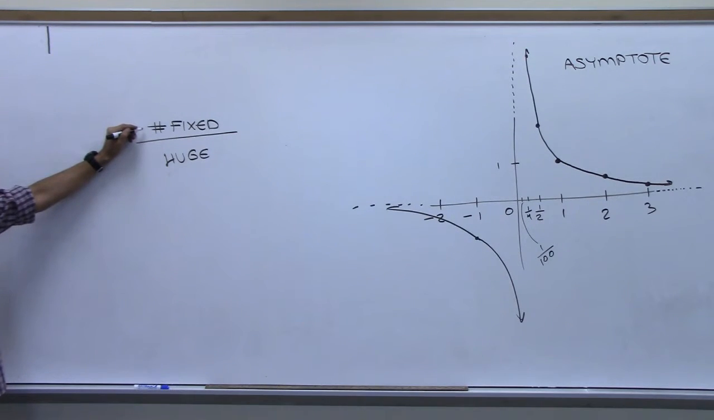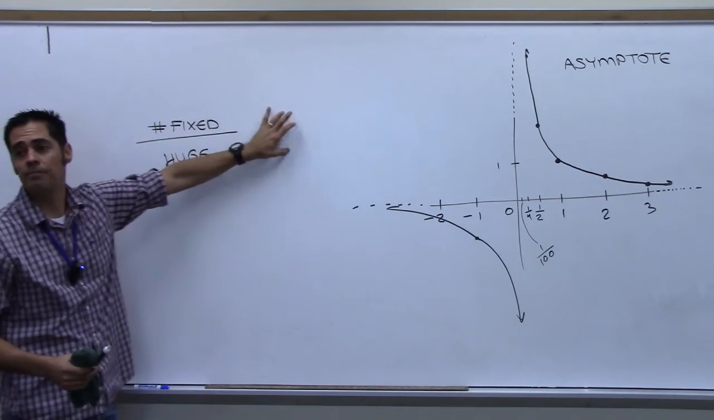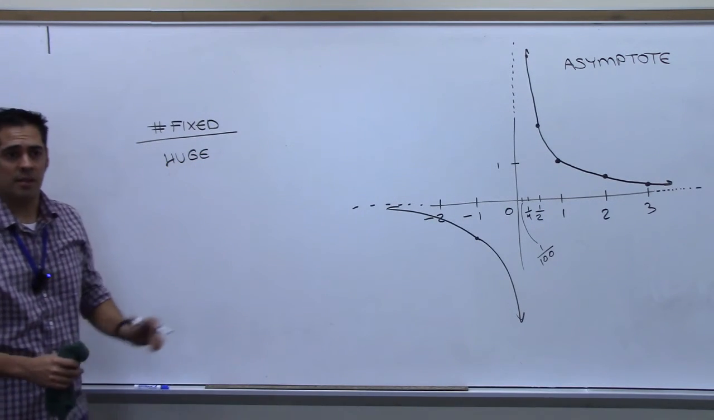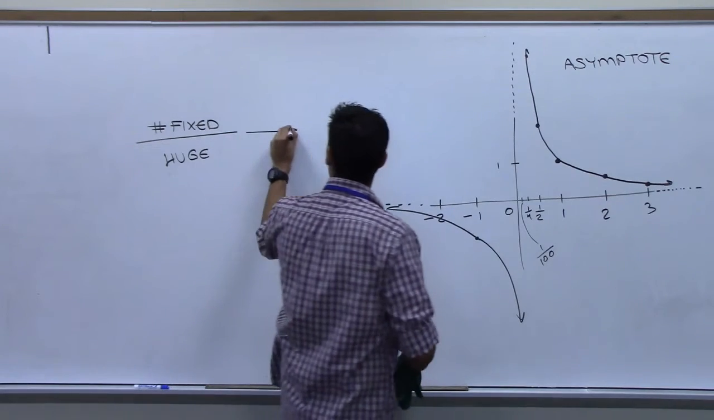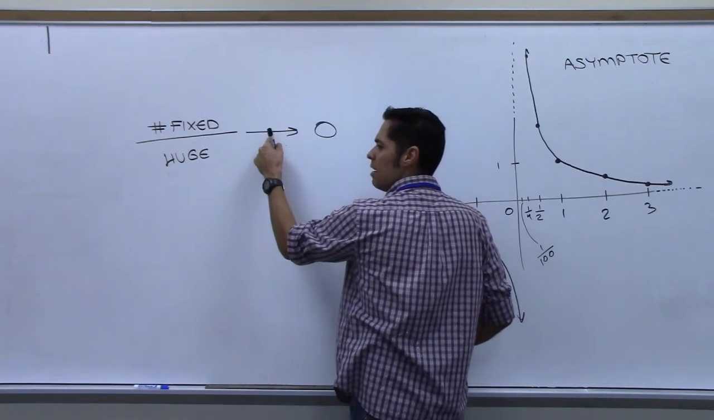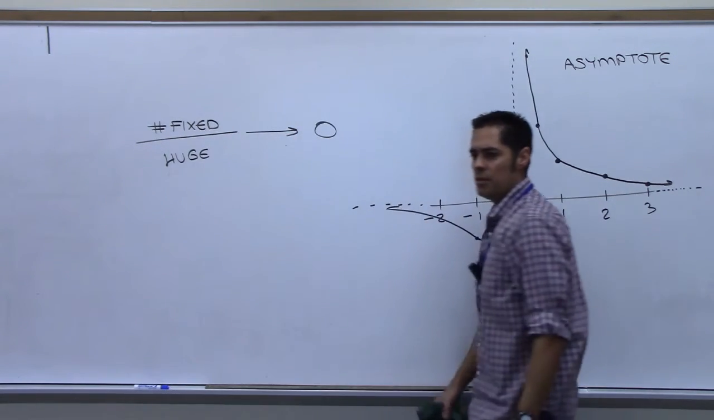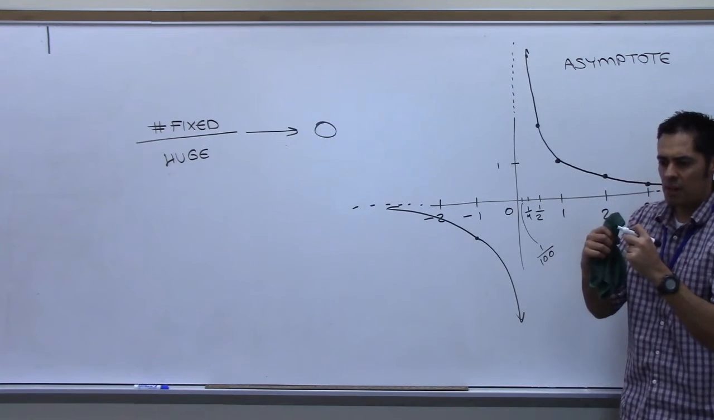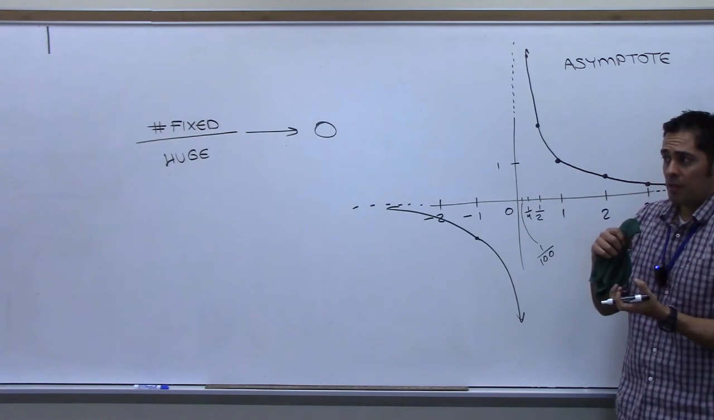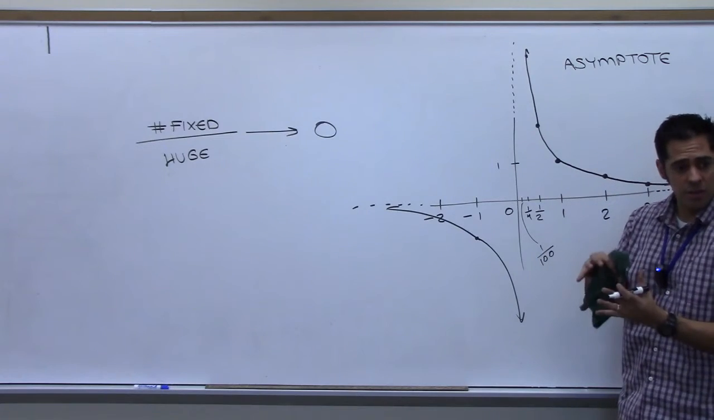What happens to this? Is this number big or small? It's small, isn't it? This is approaching 0, isn't it? This arrow is going to mean approaching. Do you understand that? Fixed number, make the bottom denominator get big, the ratio gets small.